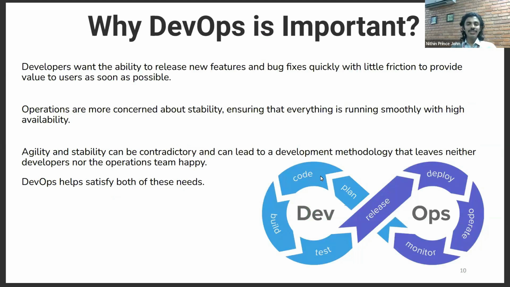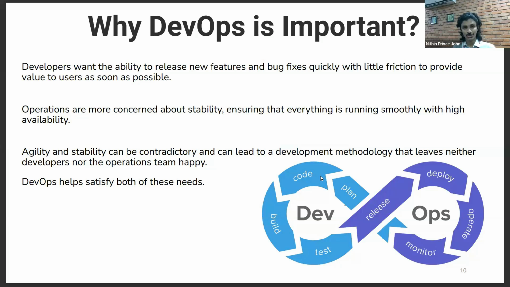Then why do we need DevOps? That is the important question, right? Normally, we have two sets of people: the developers and the operation team, and both of them have different goals. The goal for the developers is agility. They need to release new features and bug fixes as quickly as possible. While for the operation team, the main goal is stability. They need to ensure that everything is stable in the production environment. So sometimes these two goals contradict each other.